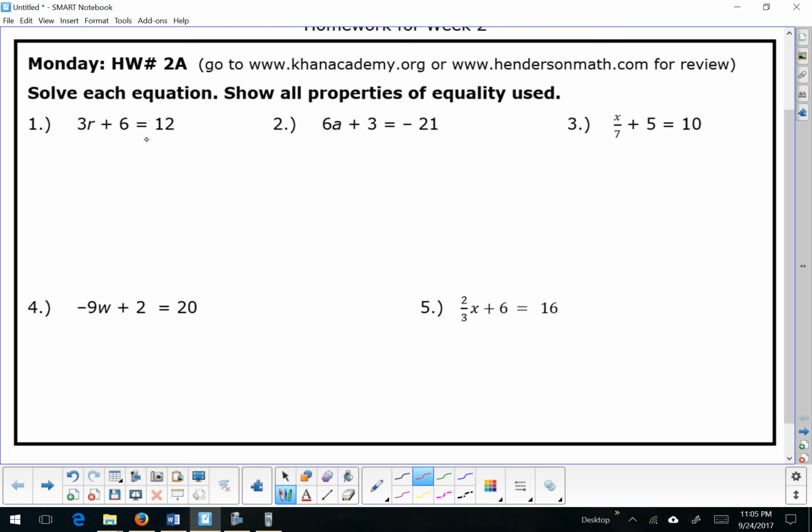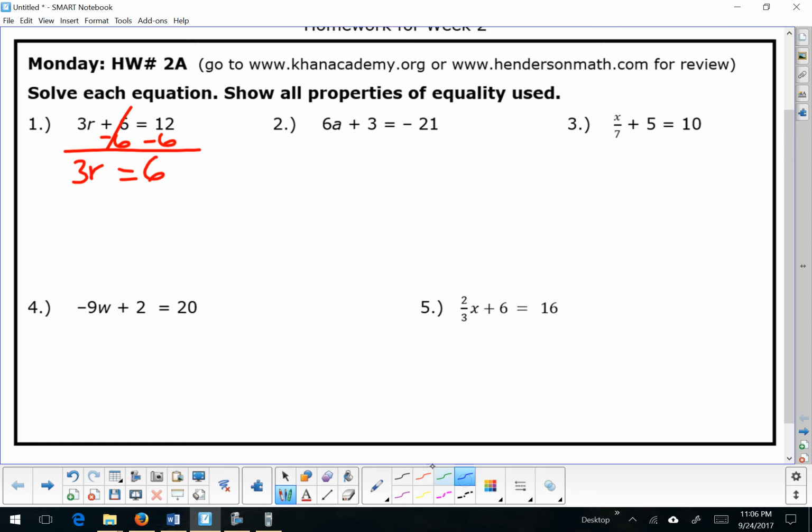So for question number 1, I locate my variable. On that side, I'll locate my constant, and I'll clear that one first by using a subtraction property of equality. And the reason I'm subtracting is because the question says to add. So the inverse of adding 6 is subtracting 6, and that gives us a 0 here, which I'm not going to write. I'm simply going to bring down the rest of the terms that are still here. So 3r comes down, the 6's cancel out, and 12 minus 6 is 6.